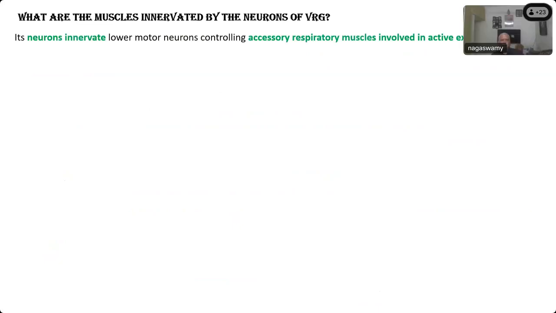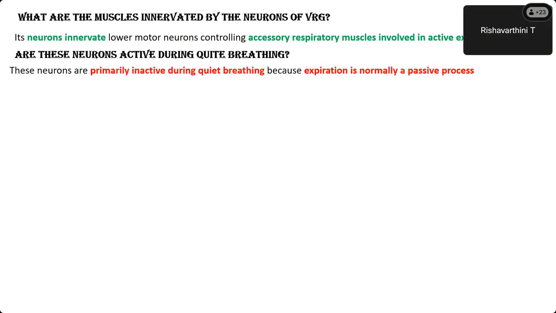Now, what are the muscles innervated by the neurons of the ventral respiratory group? Internal intercostal muscles and muscles of expiration. So neurons innervate accessory respiratory muscles involved in active exhalation. We saw in the last slide itself, the answer is there. Are these neurons active during quiet breathing? No, the ventral group is not. During quiet breathing, expiration occurs passively. Yes, expiration is normally a passive process, and they are inactive during quiet breathing. This is why I told you it is a passive process. So normally, if you find the accessory respiratory muscles acting, it means the respiration is strained.